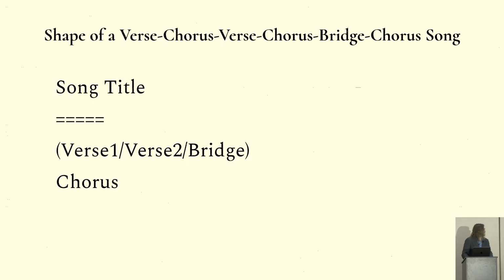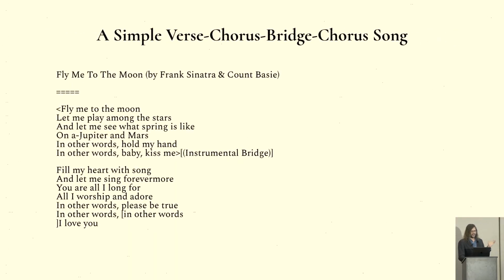So if we want to do a verse, chorus, bridge, chorus kind of structure, a traditional song structure, we can put our song title above the equal signs. And then you can use alternation to do verse 1, verse 2, and bridge on each of the different loops, and the chorus that goes after that. An example here, not using alternation, but using deletion or delayed cut after one round for the verse, and then delayed insertion for the bridge, is Fly Me to the Moon.